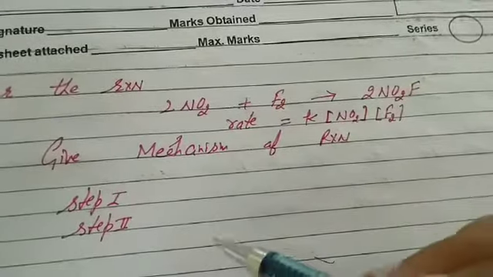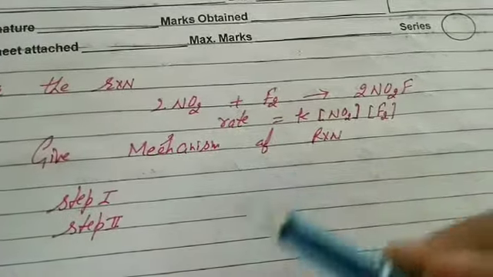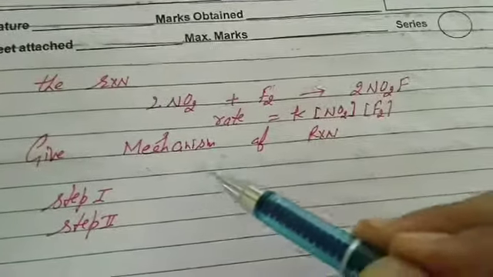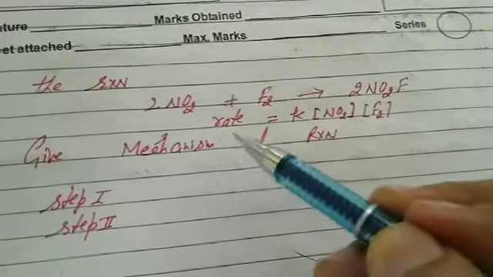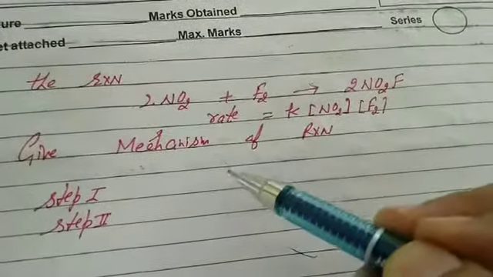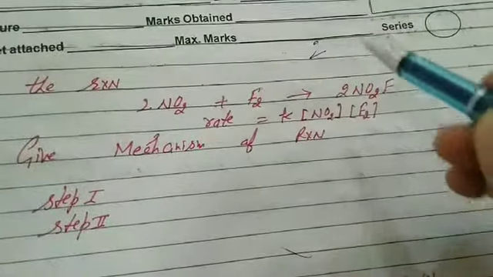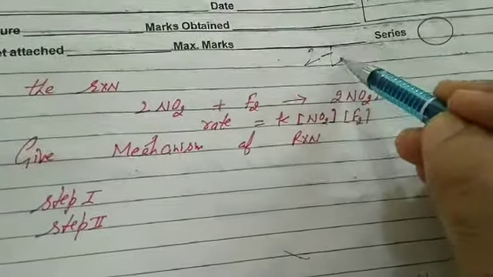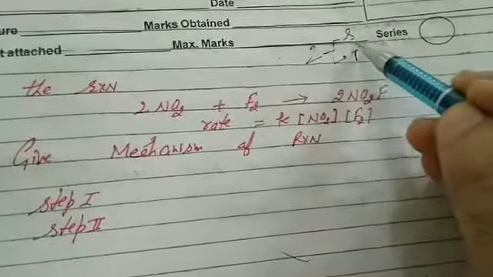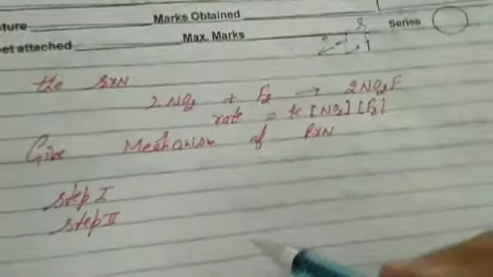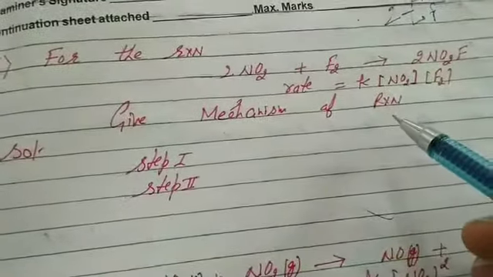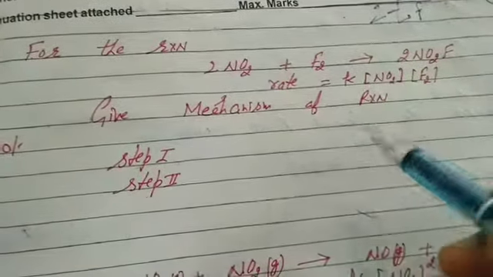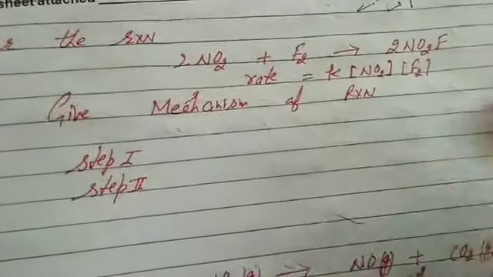Students, at first in chemical kinetics, in plus 2 class, we proceed for the mechanism of complex reactions, and all of them proceed through two steps. One will be slow and the second will be fast. Rate determining step, you know, is the slow step. Students, give mechanism of reaction. At first we have to give two steps of this reaction, step 1 and step 2.